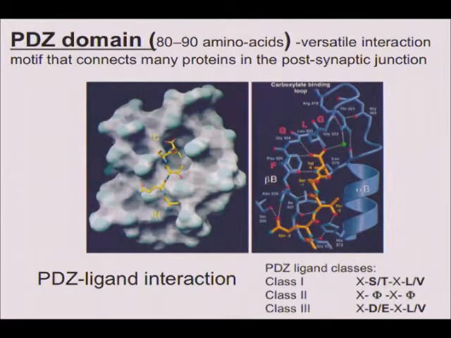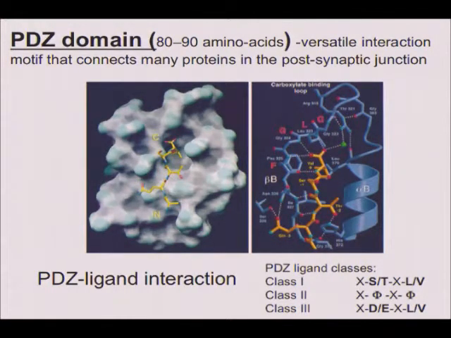Okay, so let's go a little deeper now into this PDZ domain, which I discussed, because the PDZ domain is a key structure for scaffolding receptors within the synapse. And so that really would be a nice place to start, because a lot of things hang off of that, and it could be a good place to originate the components of a synapse. So the PDZ domain is about 80 to 90 amino acids, and it's a very versatile motif. It's been around for a very long time. I'll show you that in a moment. It connects many proteins in the postsynaptic junction.